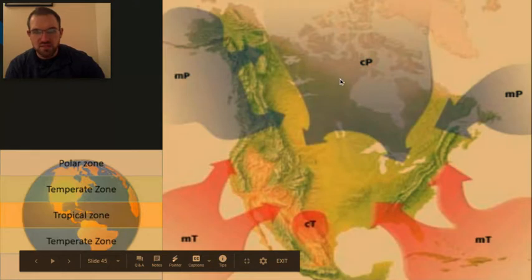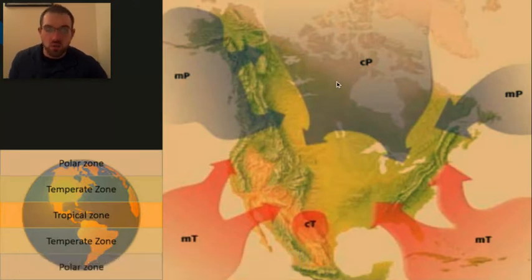That's different than the continental polar that's up here in northern Canada over the dry lands. But then you have the maritime polar on the top left and the top right that's coming over with the waves. It's bringing over that colder air there.